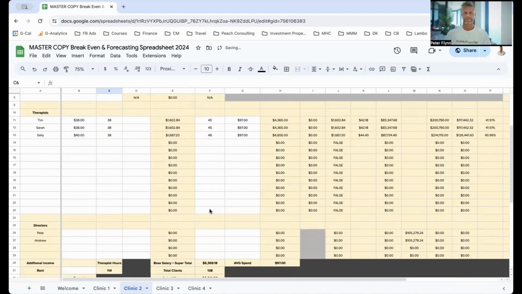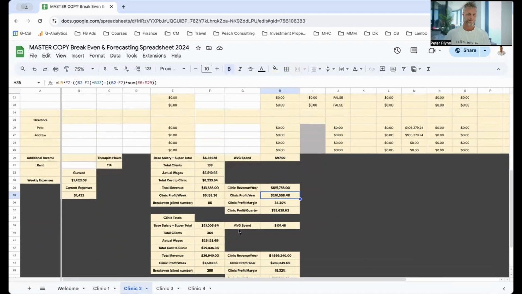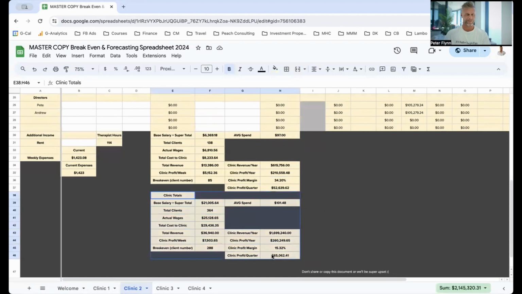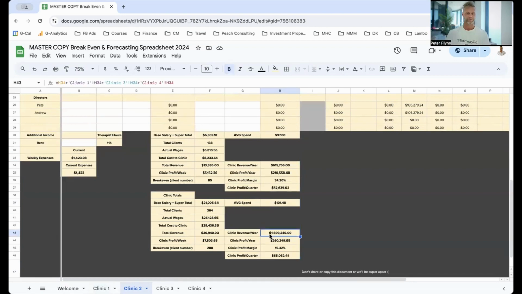Because this one isn't carrying the $220,000 director's salary, you can see it's quite a profitable clinic. And what you can also see with this one down here, which is what I wanted to show you, was that it then adds these two together. So it's adding clinic 1 and clinic 2 together. So we can see that overall between the two clinics, 1.7 mil rev, profit of 260,000, profit margin of 15.32%, and the profit per quarter of 65,000. So that's how this sheet works together.